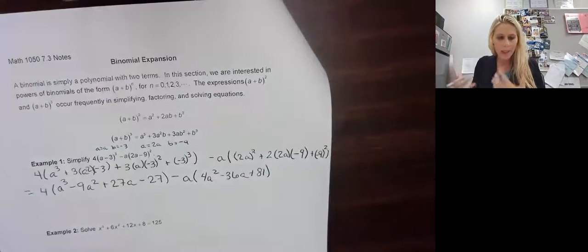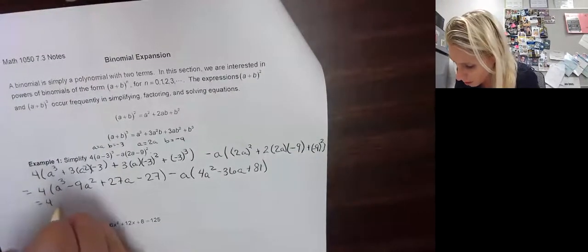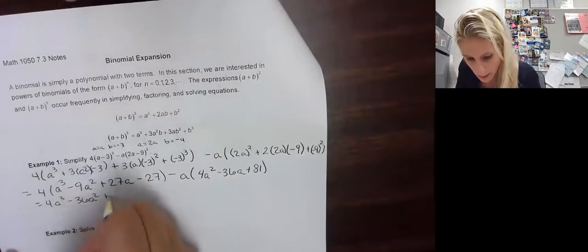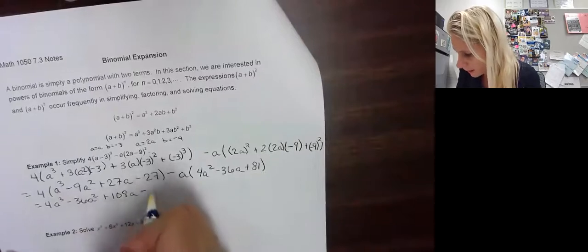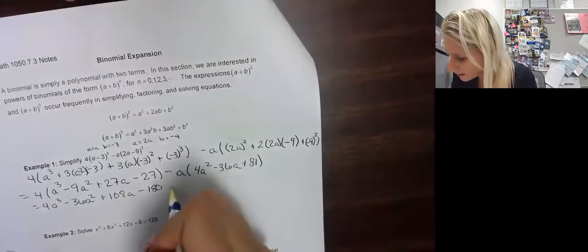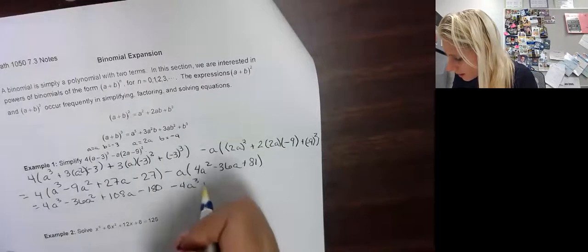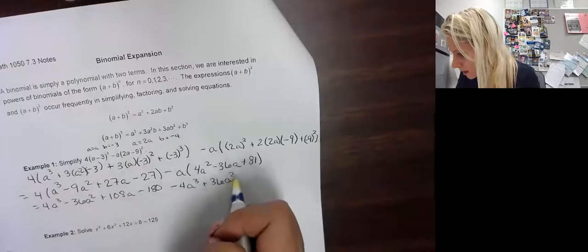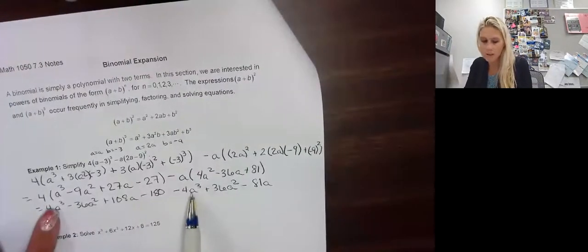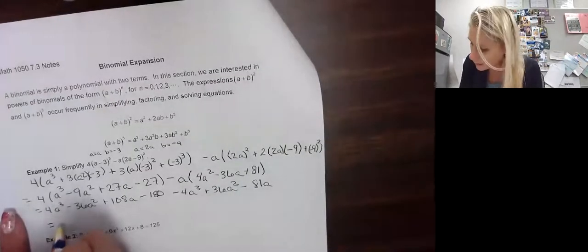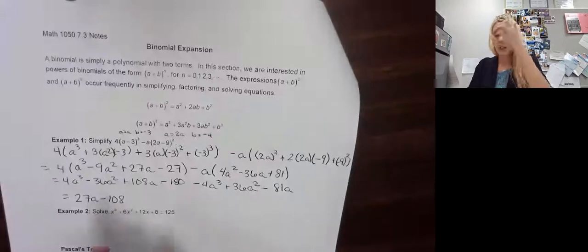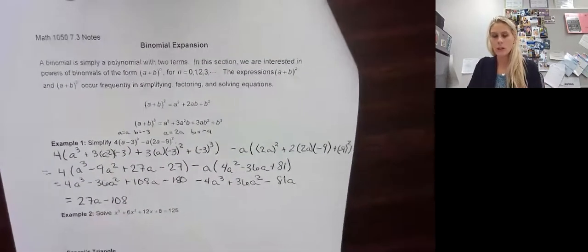Now we're going to distribute and combine like terms. So I will distribute all of that. So 4a cubed minus 36a squared plus 108a minus 180. And then now we're going to distribute a -a here. So that's a -4a cubed positive 36a squared minus an 81a. Now, if we combine like terms, we find that we have a lot of terms that are canceling out, leaving us with 27a minus 108. Crazy to believe that this huge expansion just comes out to two terms.